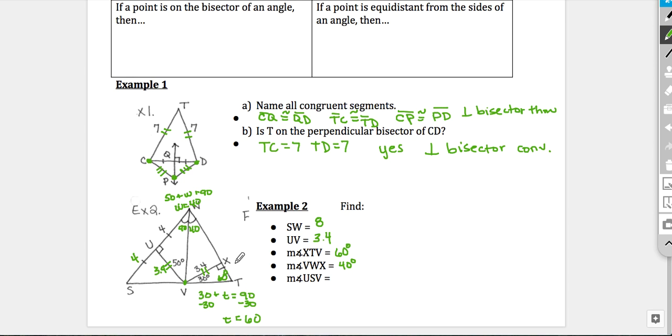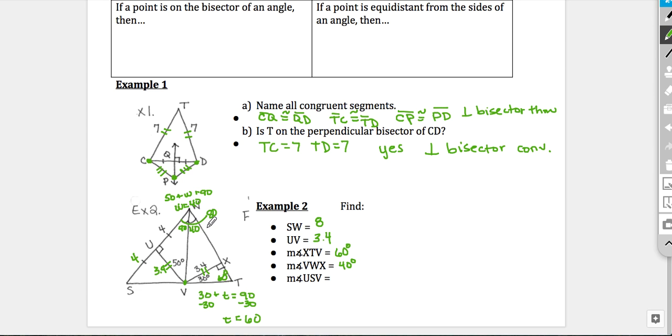And the last one I have to find is USB. All right, so let's look at what we know. I know that this triangle has an angle of 40 up here and 40 up here. And USV is an angle in the biggest triangle. If I look at the biggest triangle, I have 40 and 40 for this top angle, which means that the whole thing is 80. I have that this corner T is 60.